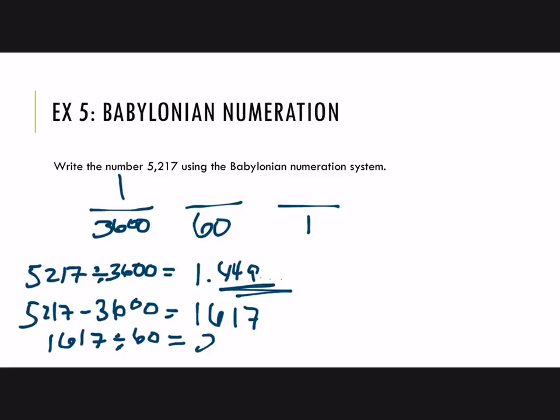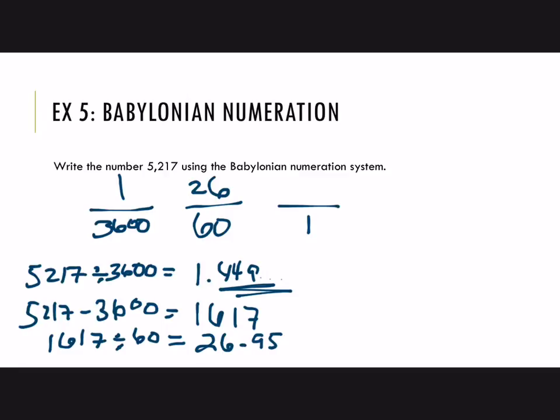And we get 26.95. So there are enough to make 26 groups of 60 with some left over. All right, now it's tempting to say that there are 95 ones left over, but the decimal doesn't represent a whole number, so I need to figure out what that actually is, how many ones.